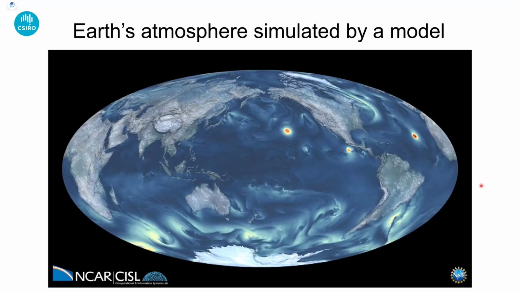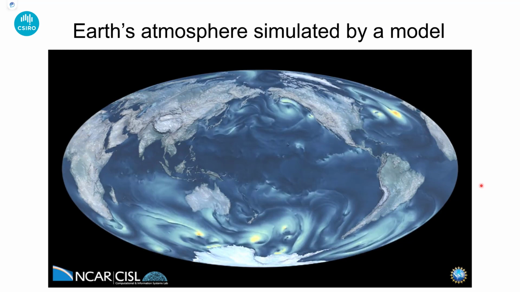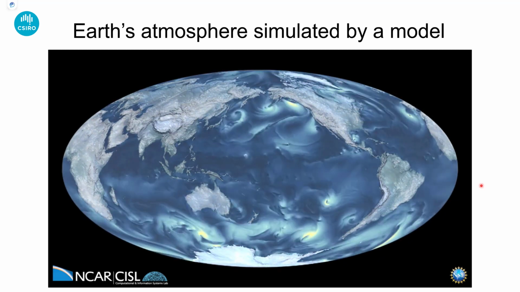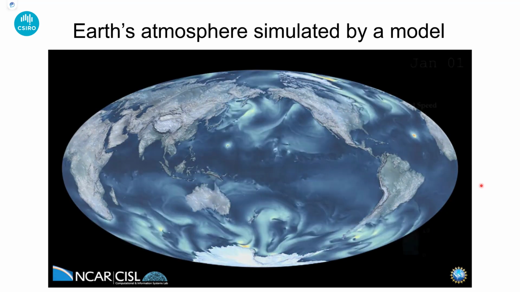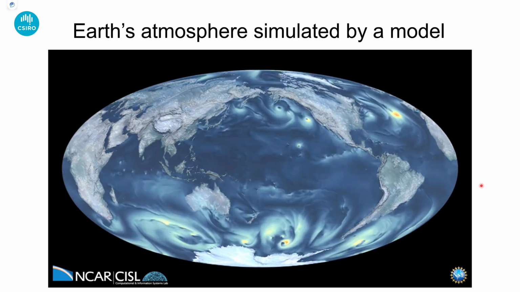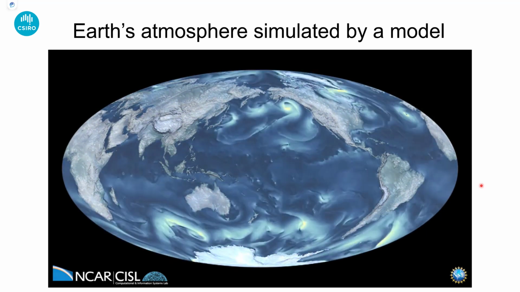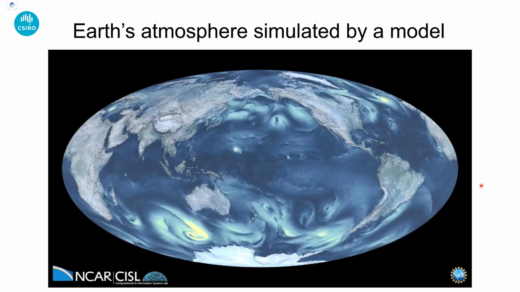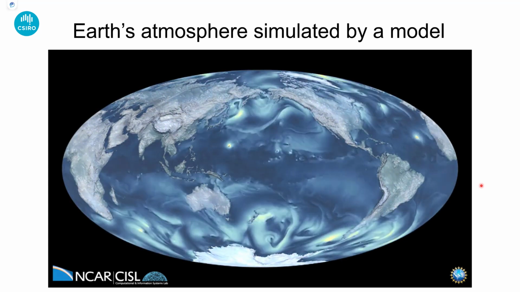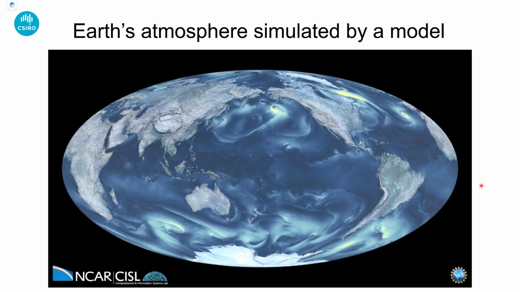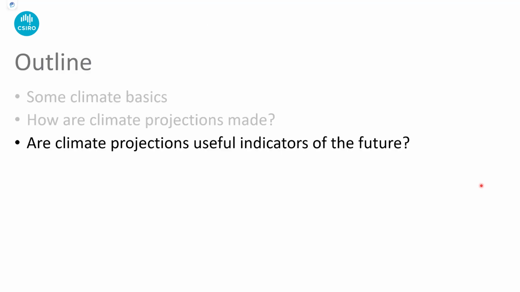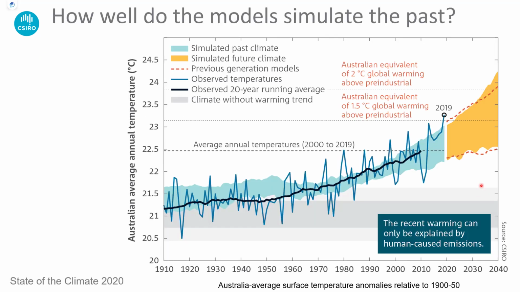And when we do this, we can produce simulations of the planet's climate that look very much like the real world. Here's a simulation from just one of the many climate models that are out there, and this one's producing very realistic looking weather patterns, the sorts of things that we're accustomed to seeing in the nightly news and so forth. So that looks good, but how useful are they as indicators of the future? Well, it turns out they're pretty good.